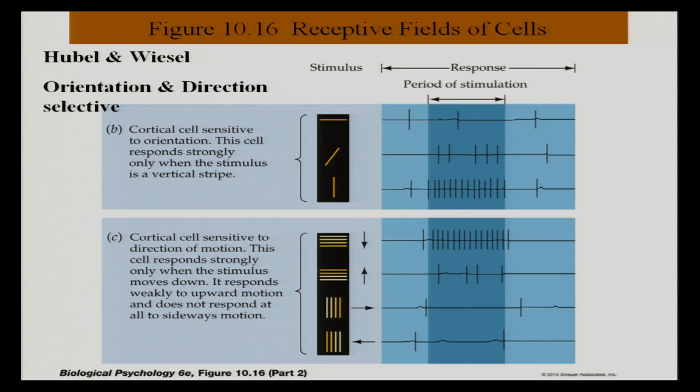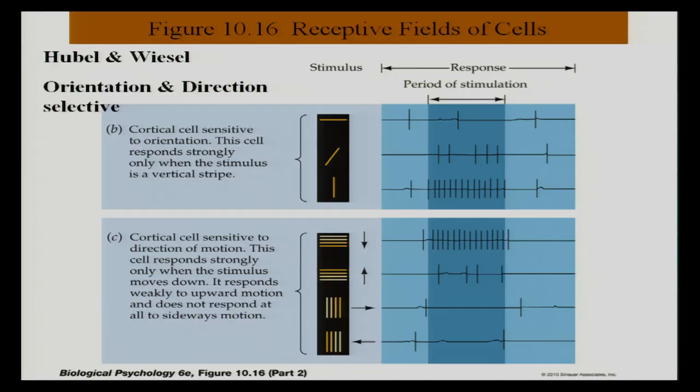So this is a stationary bar. Here's my receptive field somewhere here. I show a stationary bar, no response. I turn the bar of light on, I get a bunch of action potentials, and I turn it off, and it goes back to a spontaneous rate. But now I take the bar, here's my receptive field, I turn it horizontally. If I was a retinal ganglion cell, I would respond equally well to vertical or oblique or horizontal. But look, when I turn it horizontally, they don't respond.